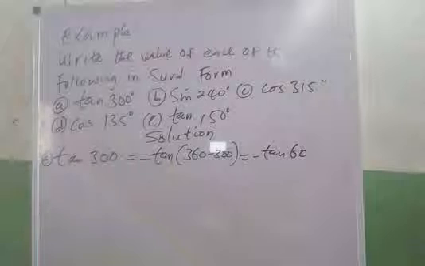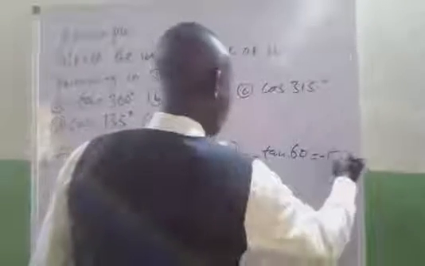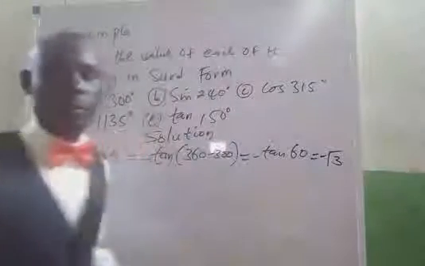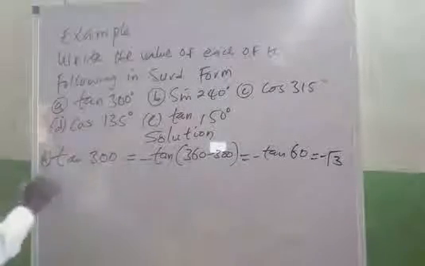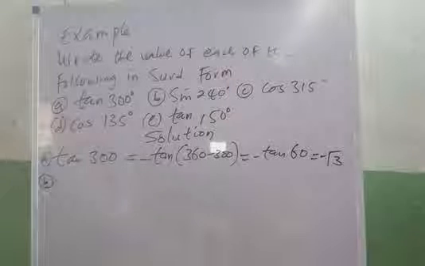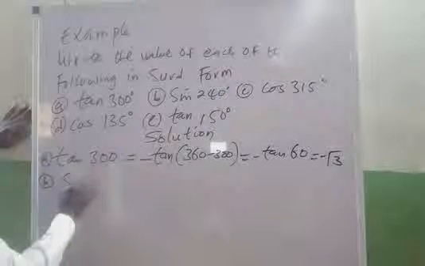Tan 60 is root 3. So this will be equal to minus root 3. Then P, we have sine 240.